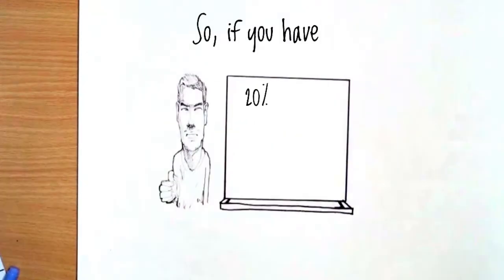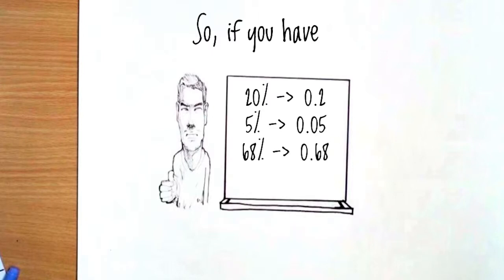So if you have 20%, that's 0.2. 5% is 0.05. 68% is 0.68. And 553% is 5.53.